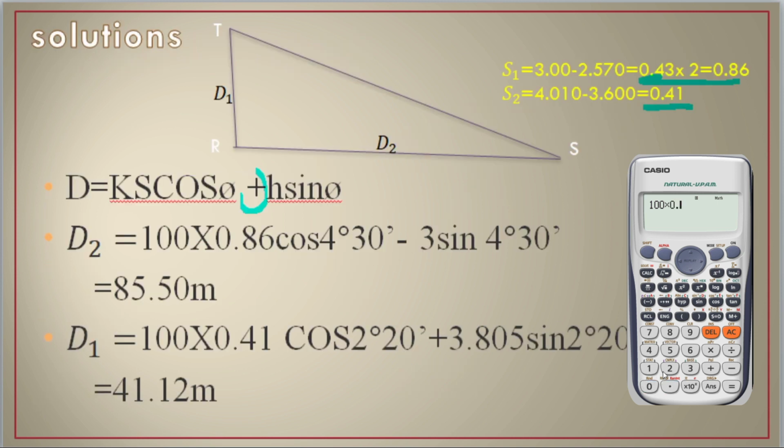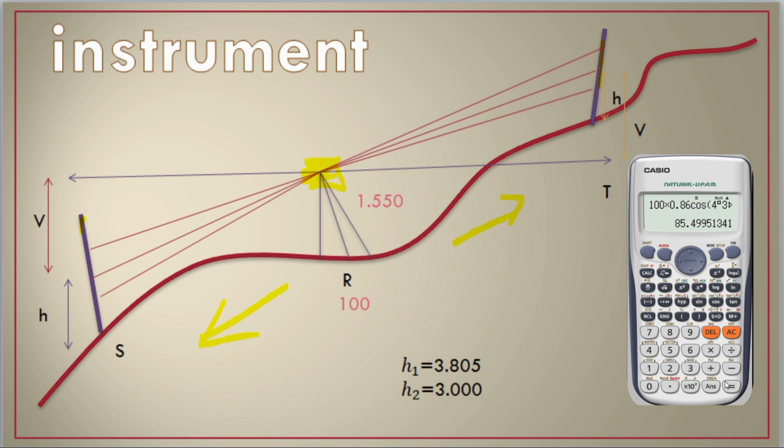Use that formula where we change this sign to be a subtraction. So that is 100 multiplied by s cos 4 degrees 30 minutes minus 3, this is the h or the r, that is the mid reading, and then cos 4 degrees 30 minutes, getting our d as 85.5 meters.